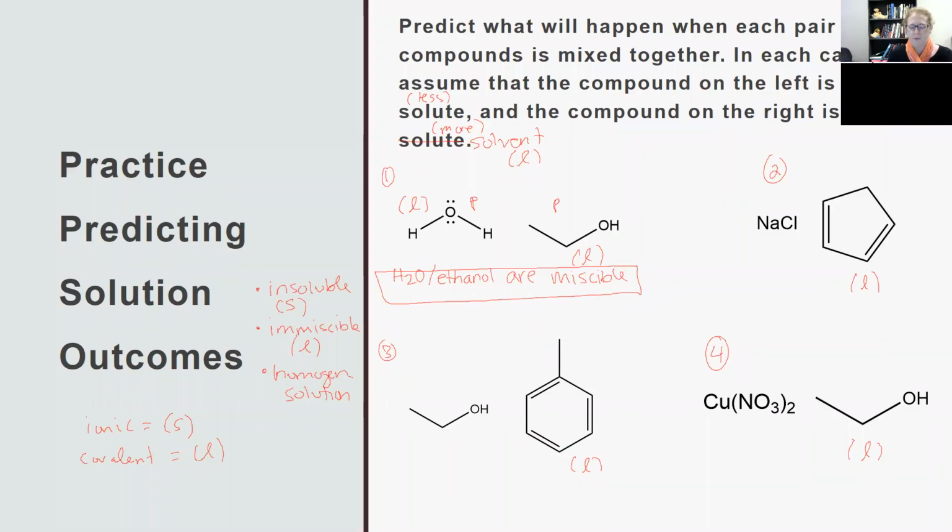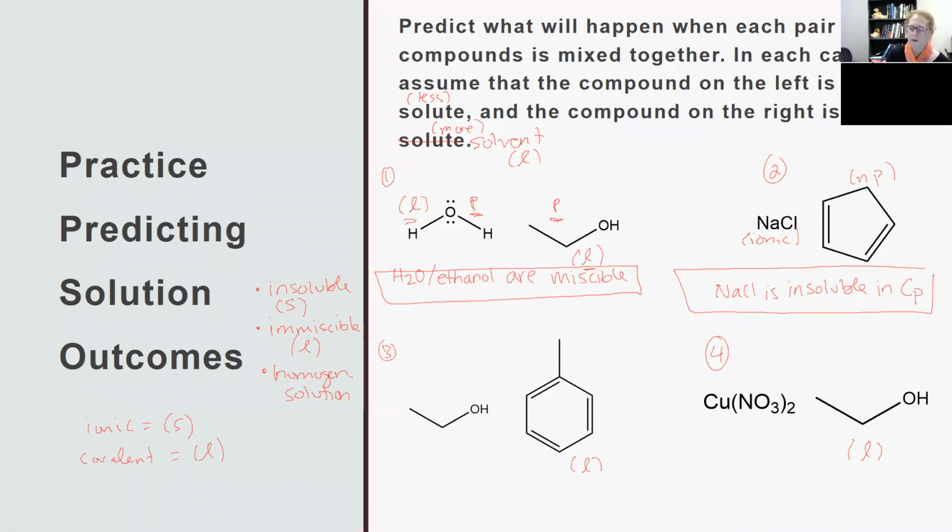So in this first example, remember I said the one on the right was always a liquid solvent. The one on the left was going to depend on whether it was ionic or covalent. So this is liquid water and liquid ethanol. So we already know that our outcome is going to be that they're miscible, they mix together, or they're immiscible, they do not mix together. Since they're both liquid, and since they're both polar, like dissolves like, these two are miscible. Let's move on to sodium chloride with cyclopentadiene.